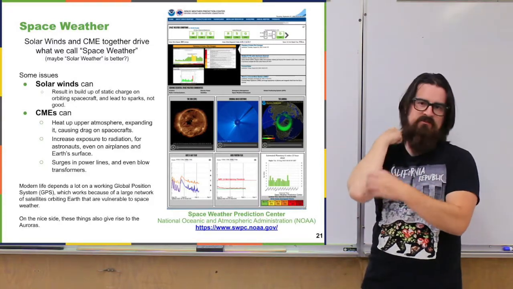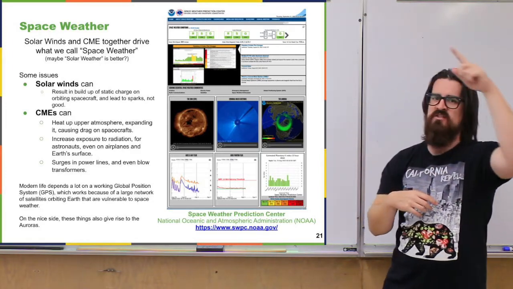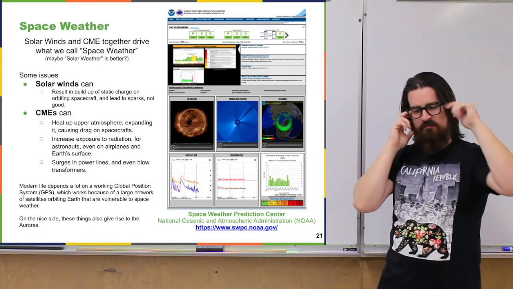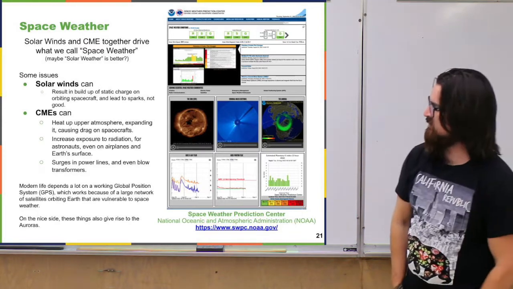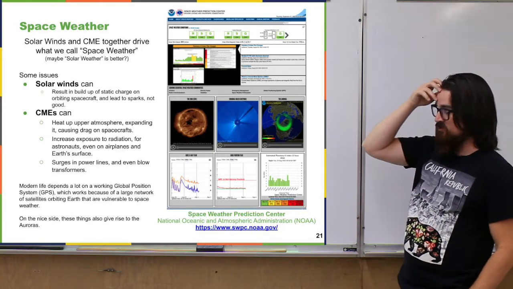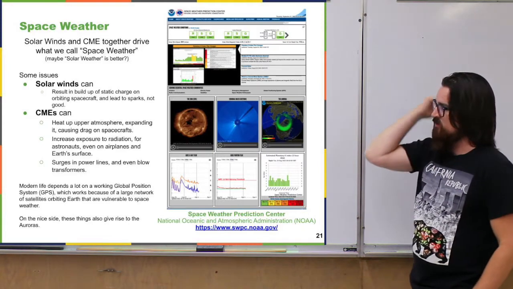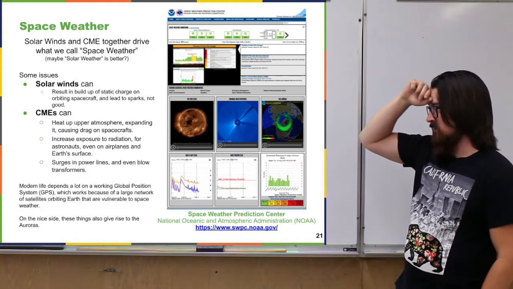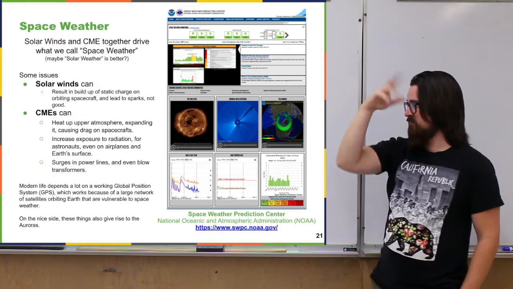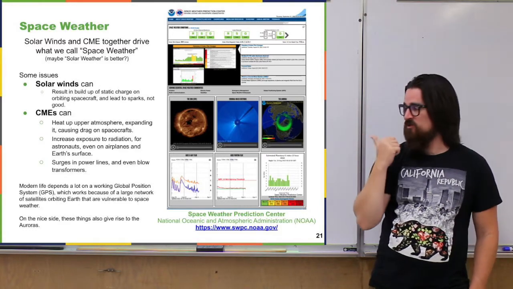Very big problem. If you don't have thrusters on a satellite, then eventually it's just going to continue losing altitude and losing energy, and it's going to burn up in the atmosphere or crash land somewhere. Not good. The coronal mass ejections in general also mean an increased amount of radiation that astronauts are going to be exposed to. It even increases the amount of radiation you would experience in a plane a few thousand feet up, and even on the Earth's surface.